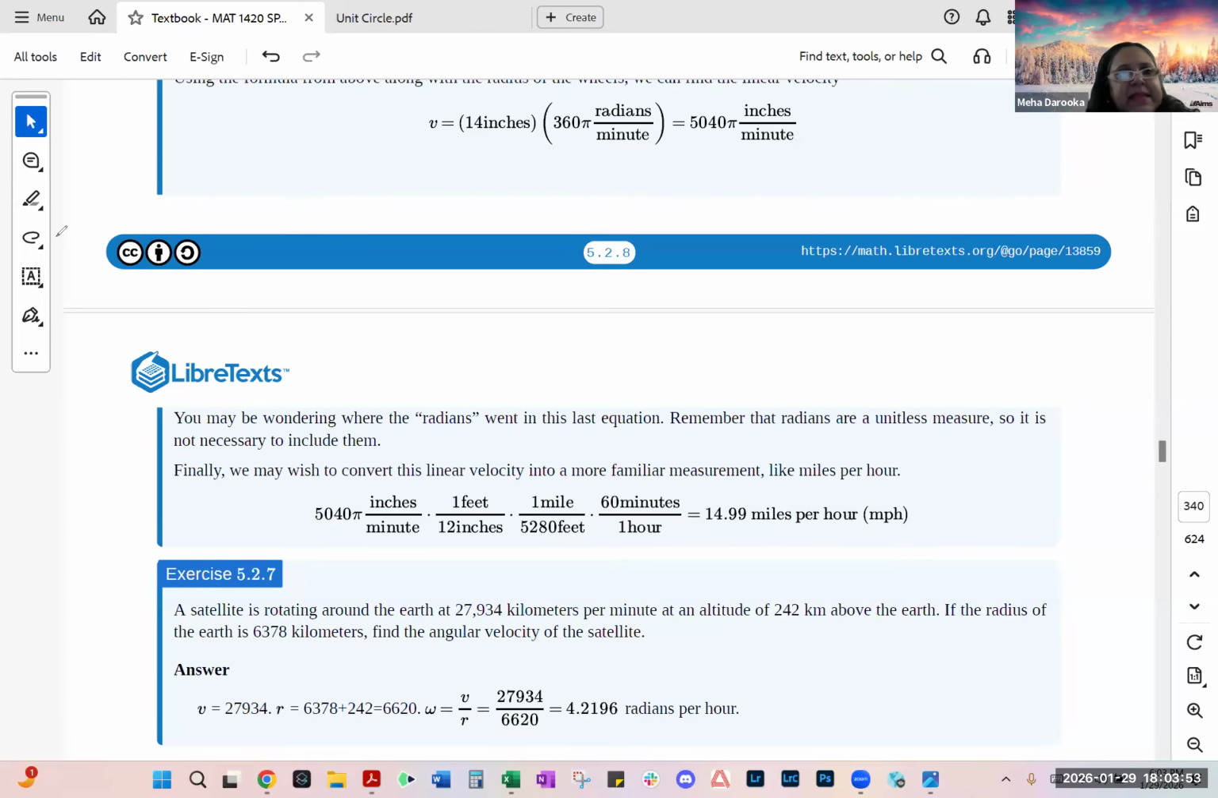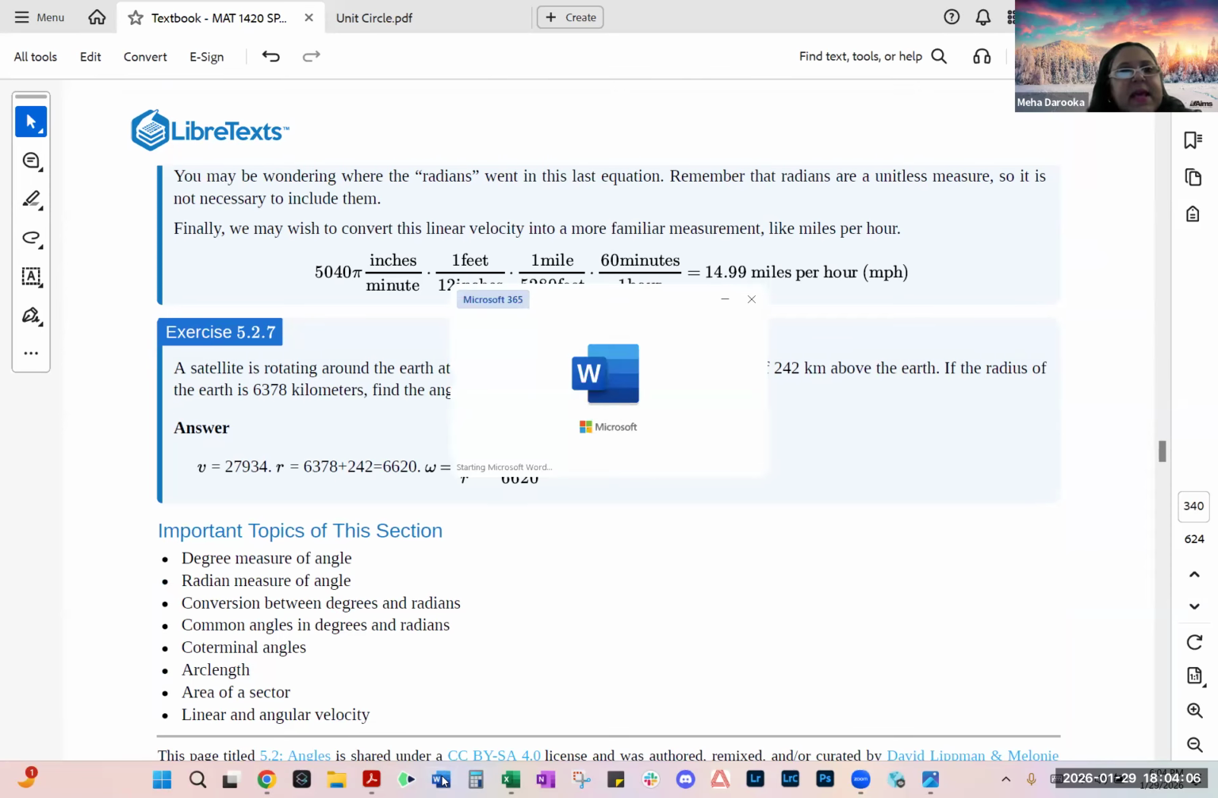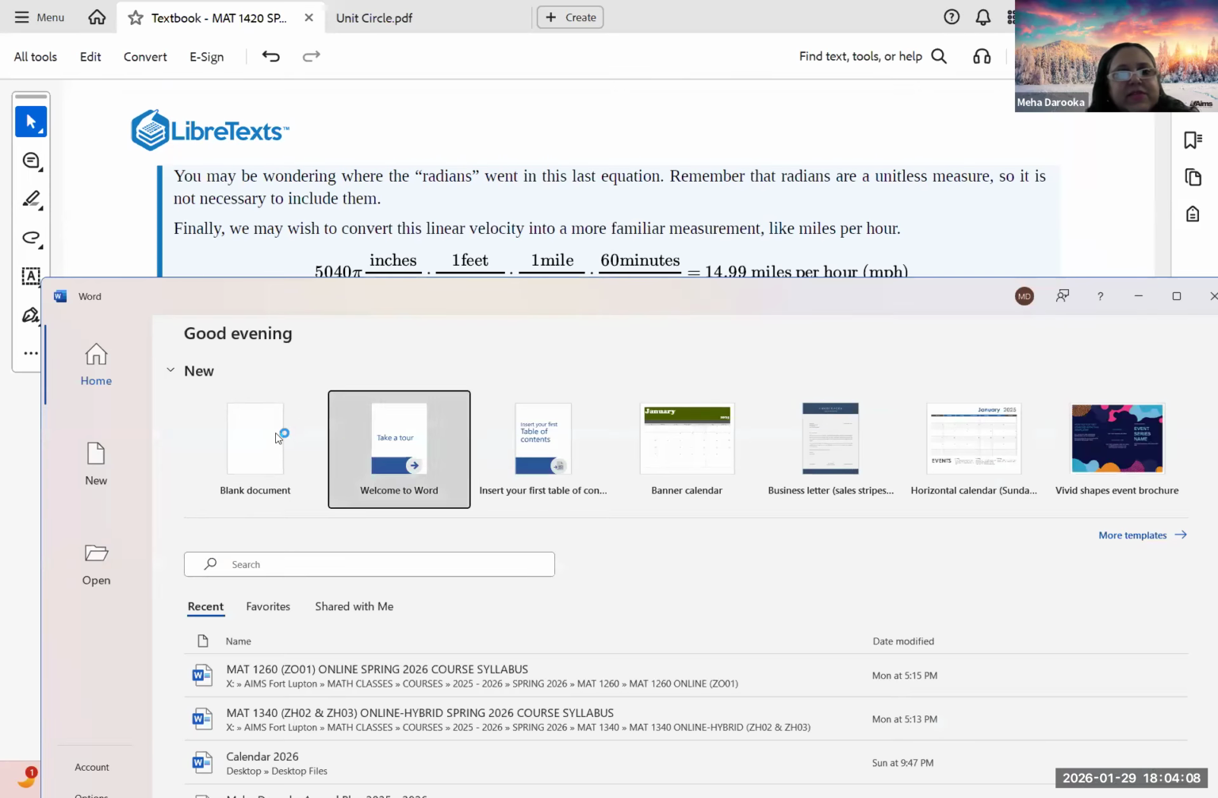So this next example over here, they kind of give us a brief outlook here, but let's break it down a little bit. So for the 527 example, you will see it's telling us a satellite is rotating.